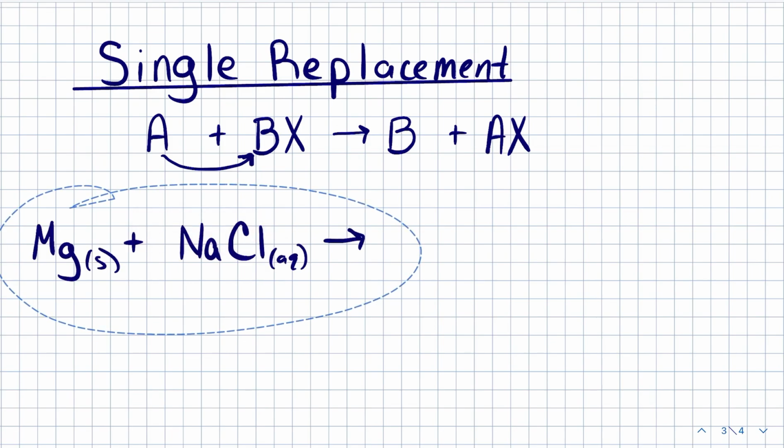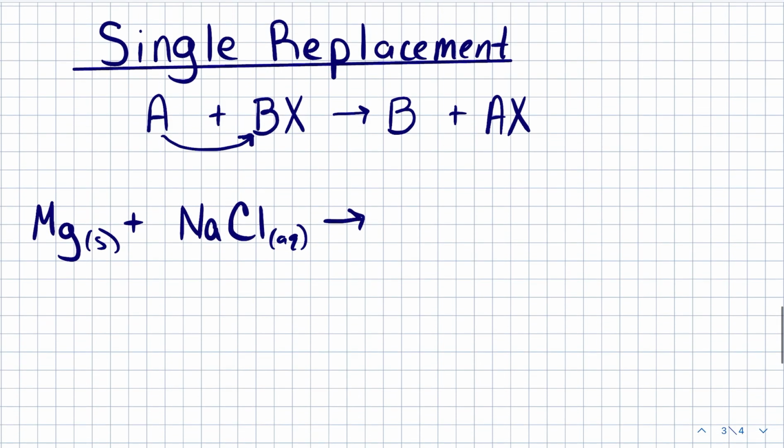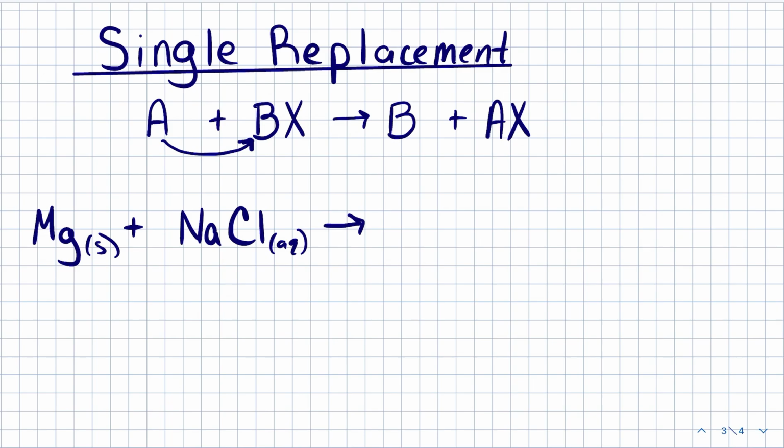So let's try an example. I have magnesium. It's a solid because it's in its elemental form. And so metal is usually a solid. And then I have sodium chloride, which is aqueous. And so with this, my magnesium is going to kick out my sodium. So now my sodium will be elemental sodium. It will be a solid. Plus magnesium chloride. Magnesium is a +2, chlorine is a -1, so it'll be MgCl2.